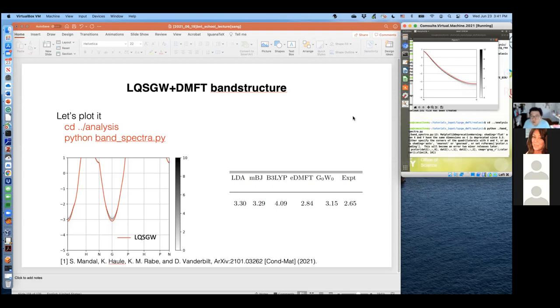Oh, so wait, there is one more question from Wei Yi. Yes, we are working on it. His question is whether we are developing code within the GW+DMFT. Yes, my answer is we are working on it. No, it'll be full self-consistency in the full Hilbert space.